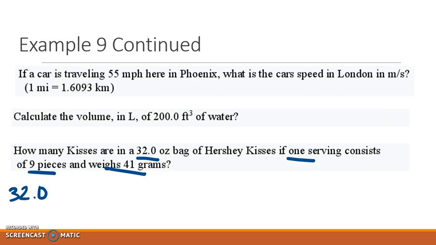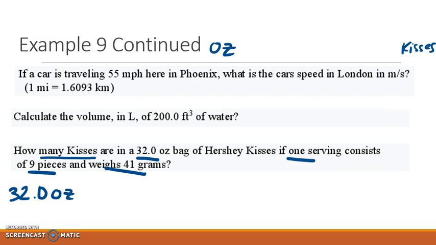32.0 ounces, this is actually the quantity the problem is asking us to convert. And from that information, from a 32 ounce bag, we want to know how many individual kisses are in that bag. So if we make our roadmap, I'm going to do it here at the top, we're going to start out with ounces, right? Because you have a 32 ounce bag and you need to ultimately get to just how many kisses are in the bag.